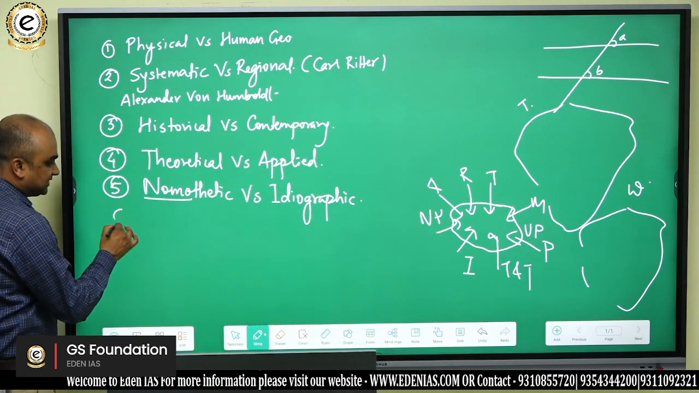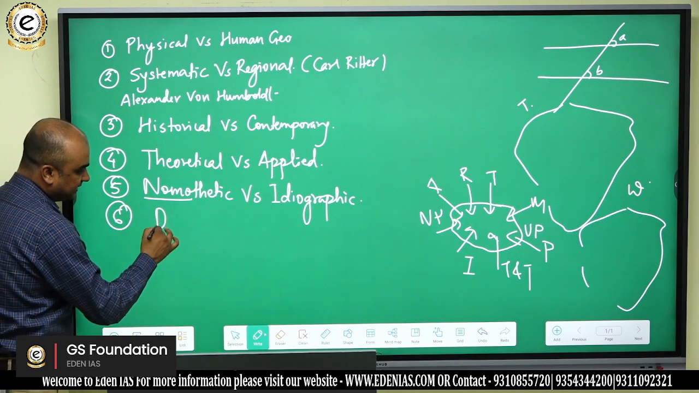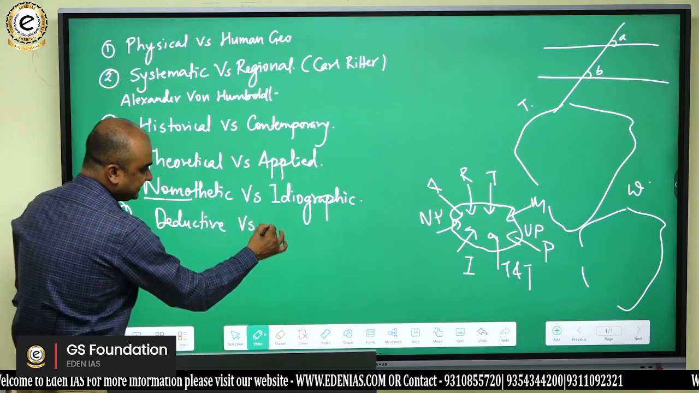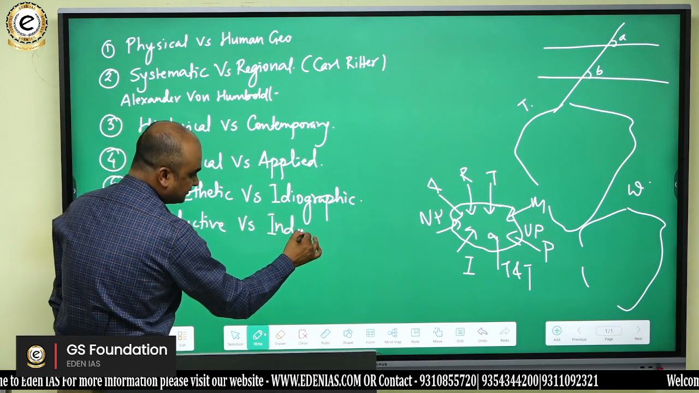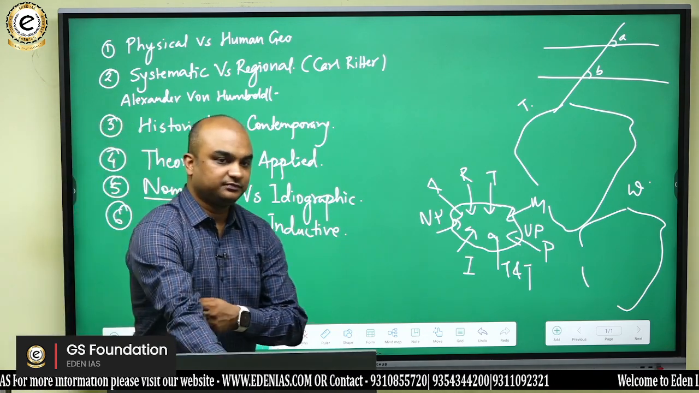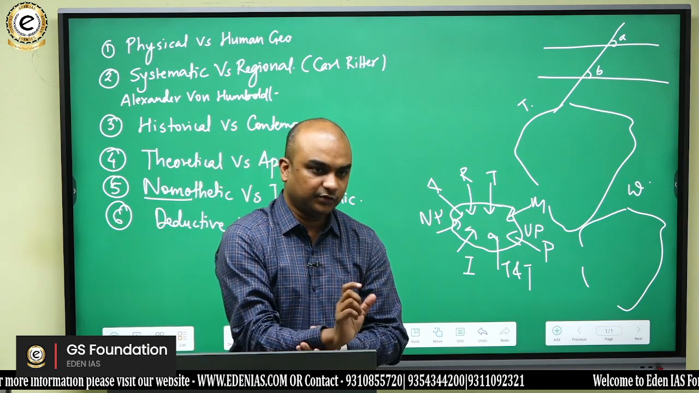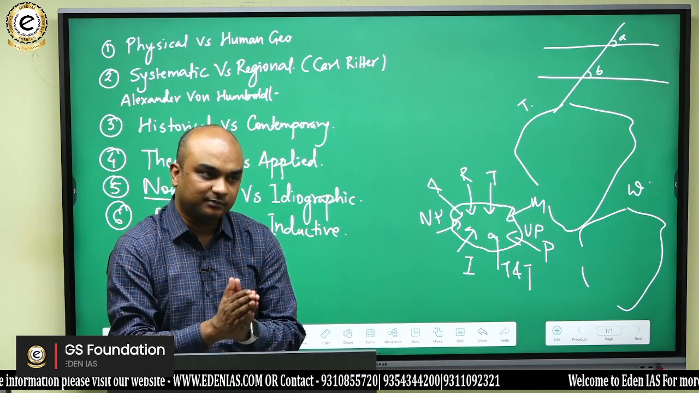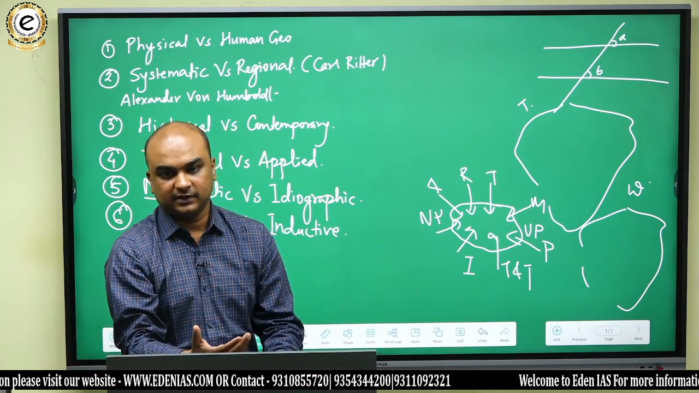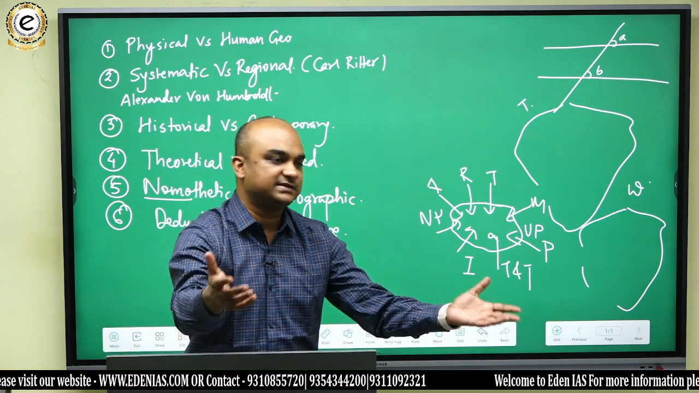Then the sixth dichotomy is deductive versus inductive geography or approach. Now, what is deductive? Look here. In deductive approach, we start with an assumption and then we try to prove that assumption.